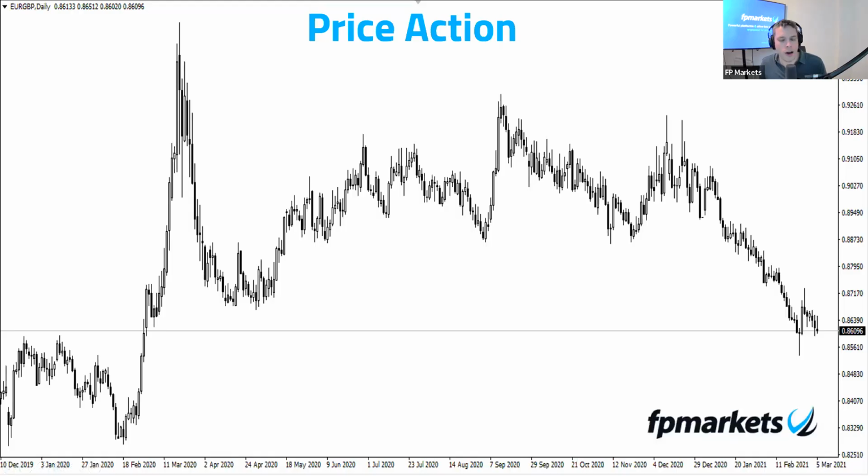So to define price action, we really don't need to be fancy. Price action is simply the movement of price, nothing more. This could be the movement of a currency pair, a stock or equity, a bond, a cryptocurrency. It really does not matter. The point is we're looking at an instrument's price movements plotted over time.